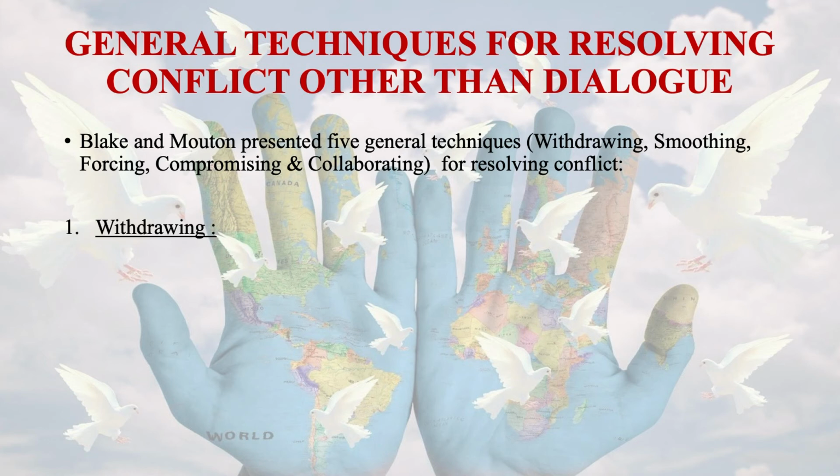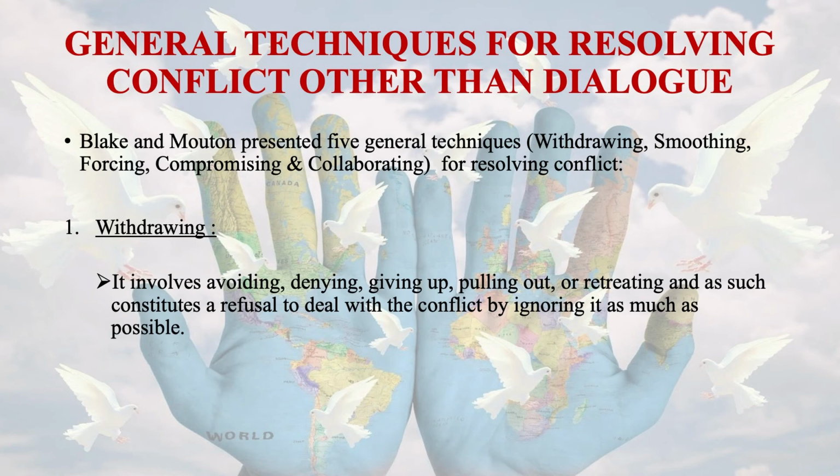So what is withdrawing? It involves, as the name suggests, avoiding, denying, giving up, pulling out or threatening, such as a refusal to deal with the conflict by ignoring it as much as possible. So in withdrawing, one is not going to solve the problem for conflict resolution. Rather, it is just a withdrawal approach and avoidance. An avoidance strategy or attitude is generally seen in the withdrawing approach.